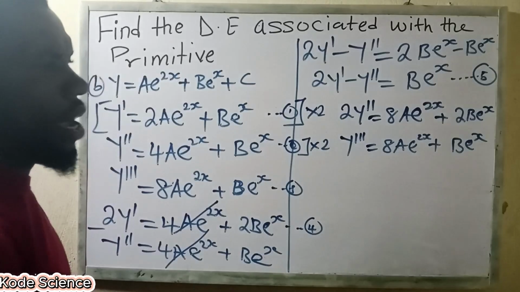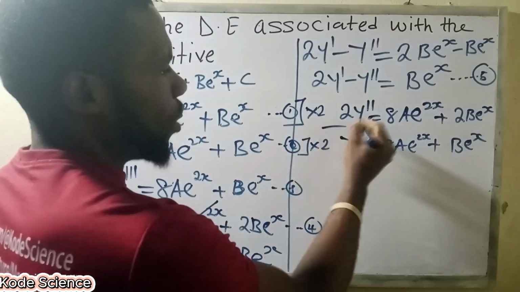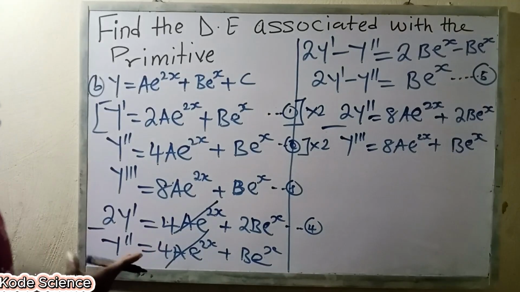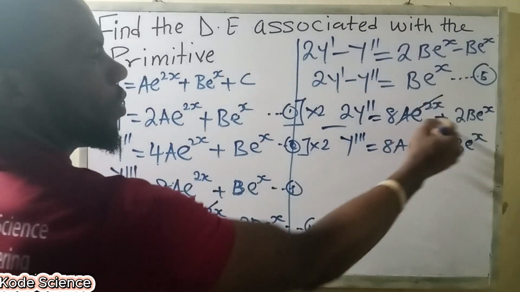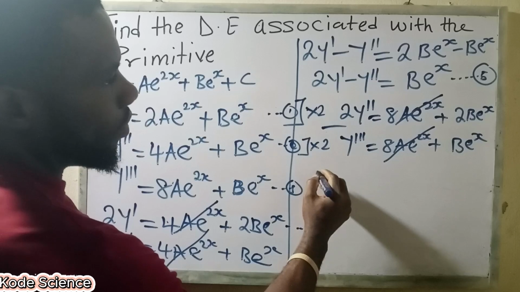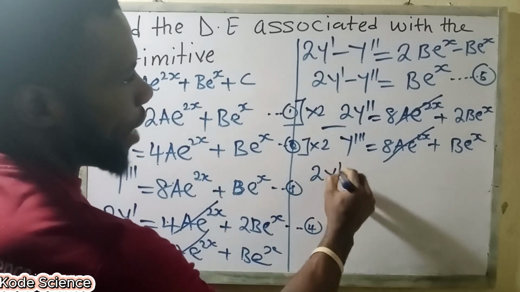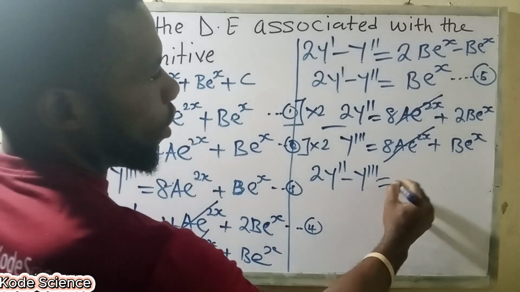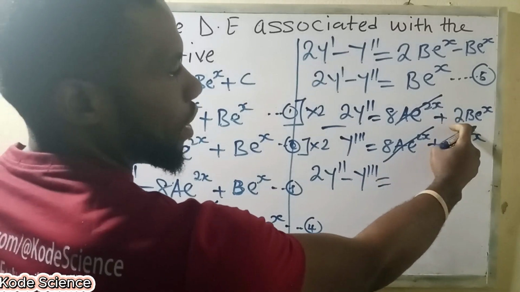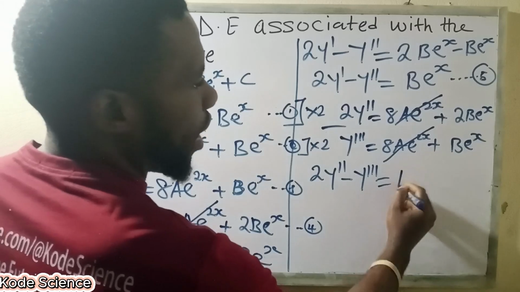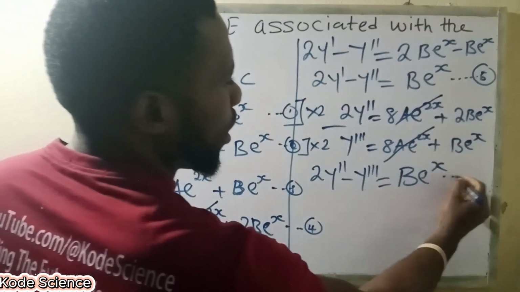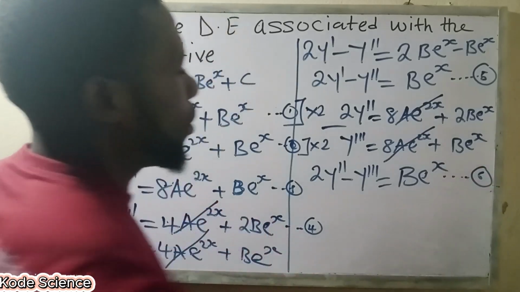So what we need to do here is that we're going to subtract the equation also, just like the way we subtracted it here. So we're going to subtract this, and this term will go. So when it goes, we are going to have 2y prime prime minus y prime prime prime is equal to, we have 2 of these. We take one of it, we're going to have b exponential x. Now let's call this equation 6, differential equation 6.